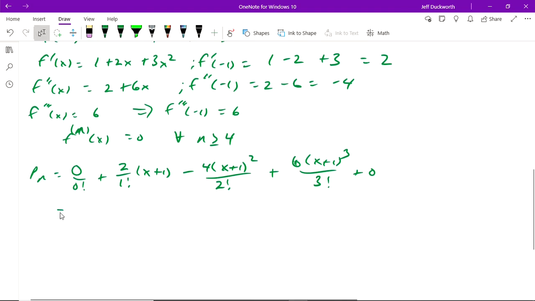So finally, this equals 0 plus 2 times x plus 1. 4 over 2 is just 2, so minus 2 times that quantity squared. And 6 over 6 is 1. So we don't need the 0. We can probably get rid of this and just start off with the first term, which is 2 times the quantity x plus 1.